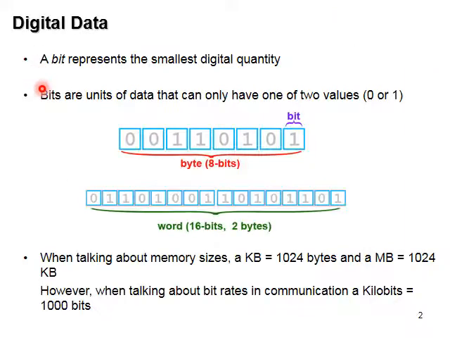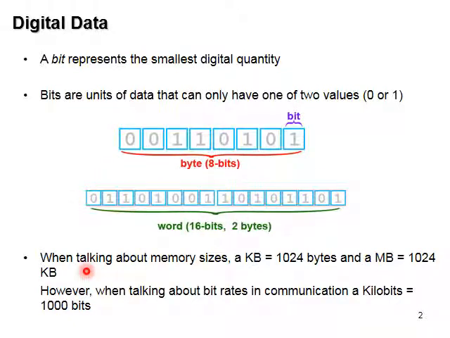So in order to represent data in digital form, we have to, of course, store it in a computer. So we'll start with the definition of how digital data looks like. First of all, a bit represents the smallest digital quantity, which you already know. Bits are units of data that can only have one of two values, binary, which is either 0 or 1. A byte consists of 8 bits, where this is called the least significant bit, and this is the most significant bit. A word could be multiple bytes, like this is 2 bytes, a word that consists of 16 bits, 1 byte, and then another byte.